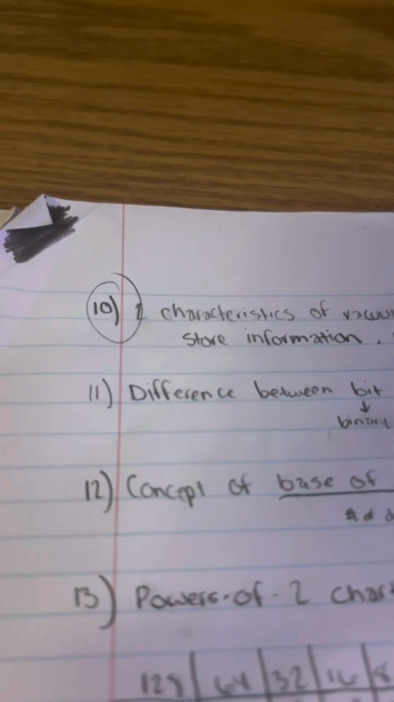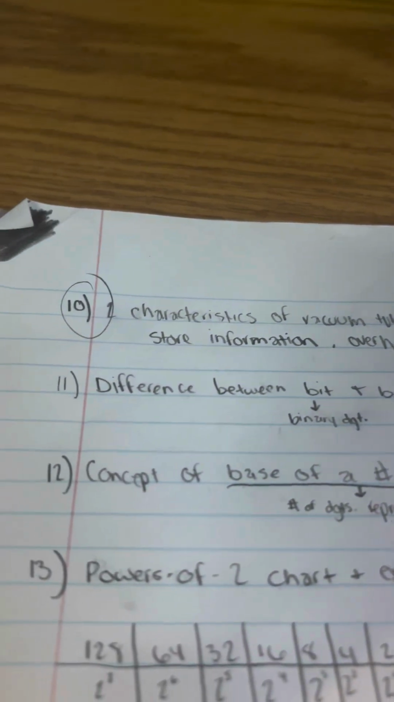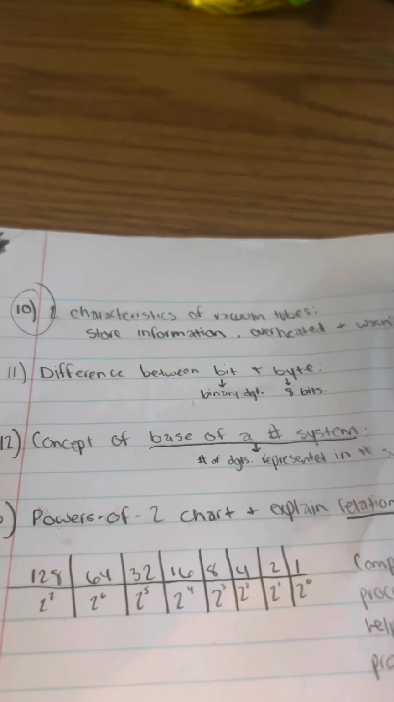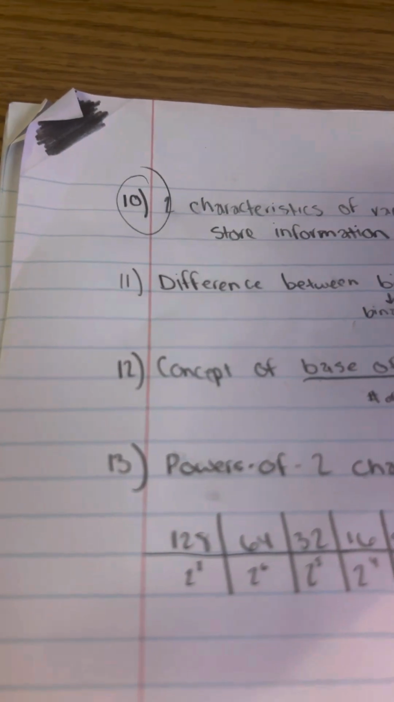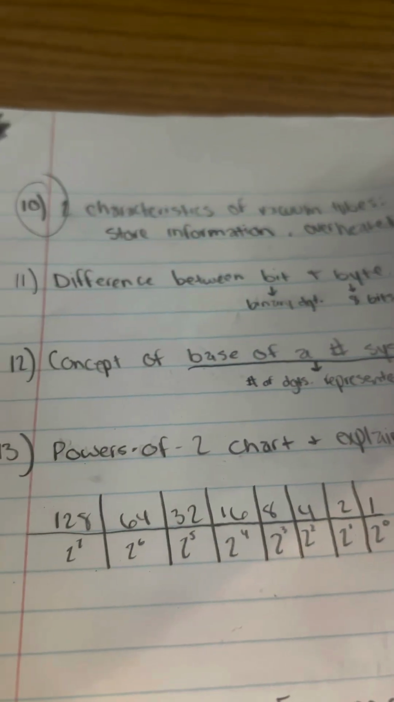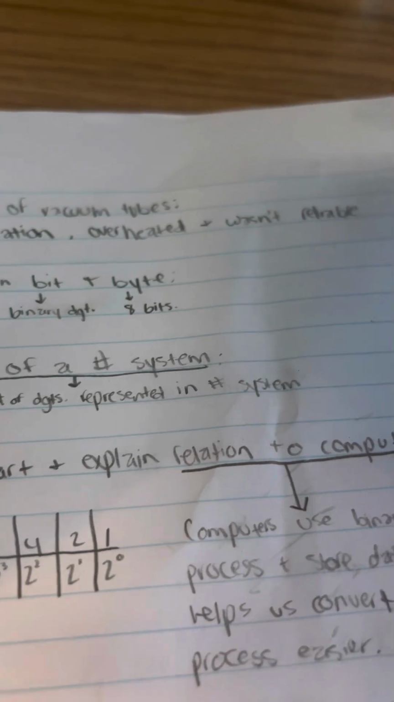For number 11, we have the difference between a bit and a byte. A bit is just a binary digit, and a byte is 8 of those bits. So 8 of those binary digits would get you your byte. For number 12, we have the concept of base of a number system. The base of a number system is just the number of digits represented in that number system.